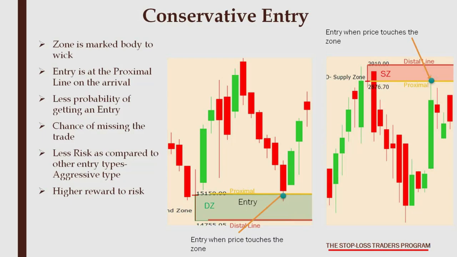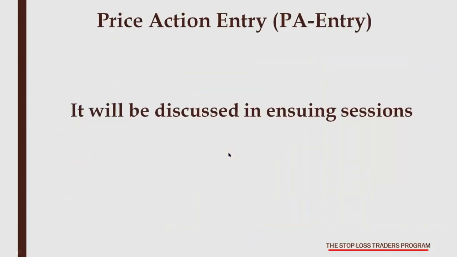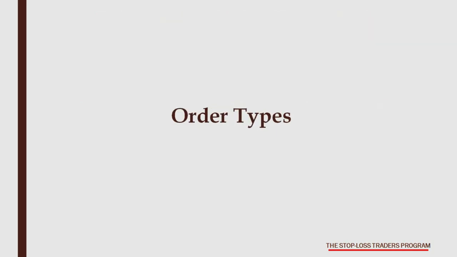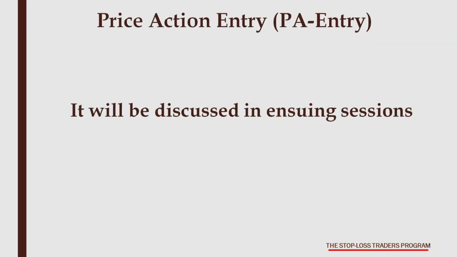But generally speaking, proximal line is where you take the entry. Proximal line is marked body to wick in this case. Okay, body to wick is 2876.7, and that is where you are going to take the trade. Only on arrival. You are going to patiently wait for the price to arrive at your zone, and then you are going to be in the trade, in the short trade.